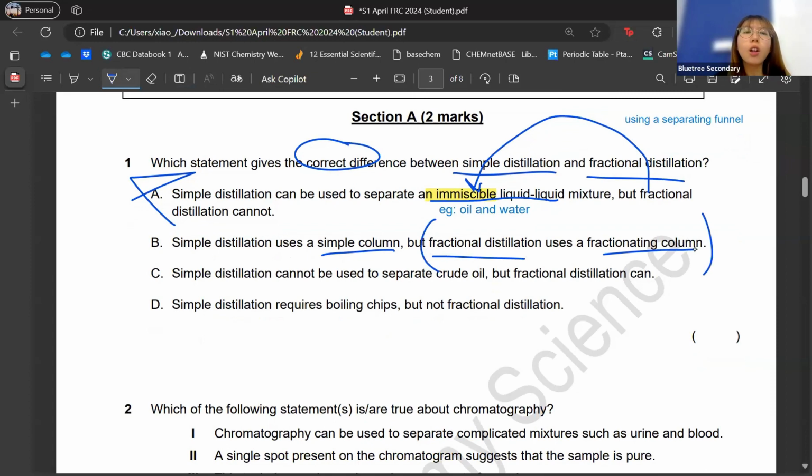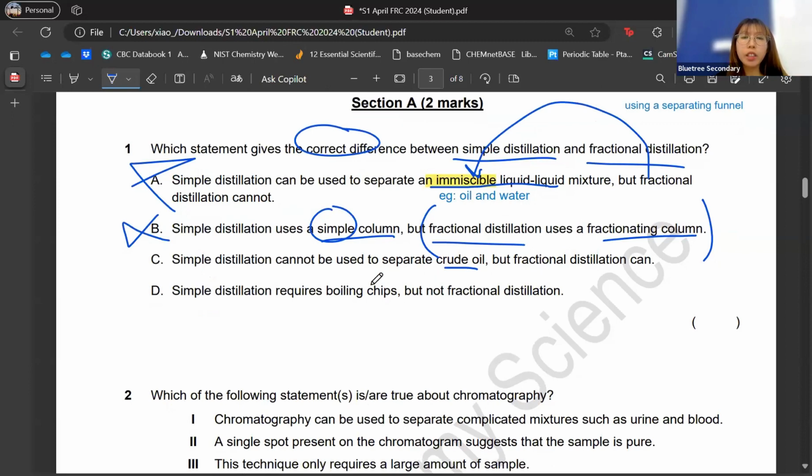There is no column involved in simple distillation. In fact, there's no apparatus called the simple column. Okay, so this is just a trick to distract and confuse students. So this is the portion that is incorrect. Moving to option C, simple distillation cannot be used to separate crude oil, but fractional distillation can.